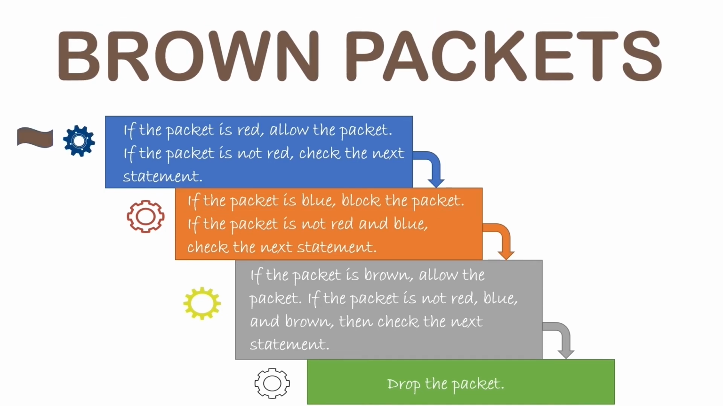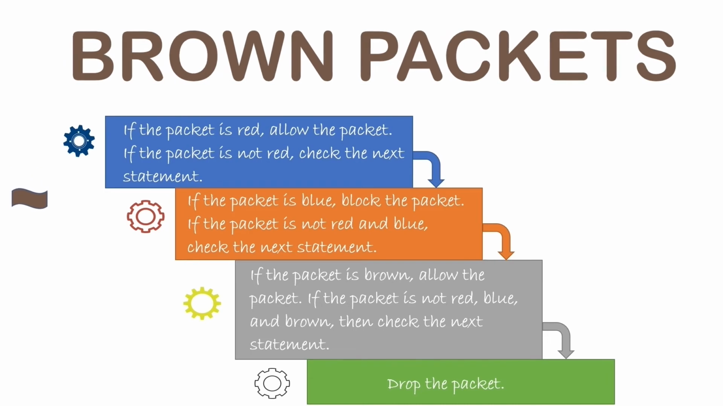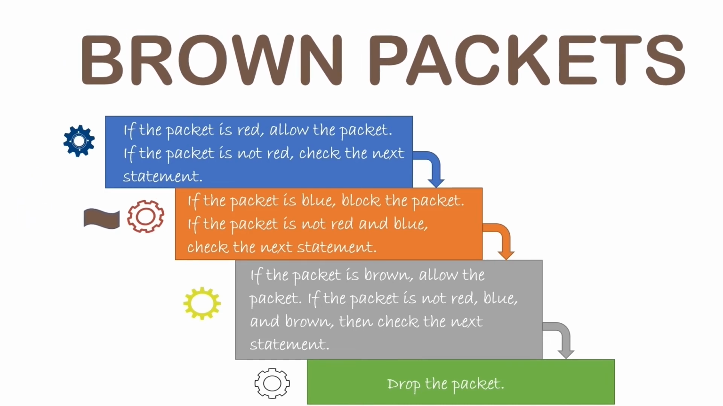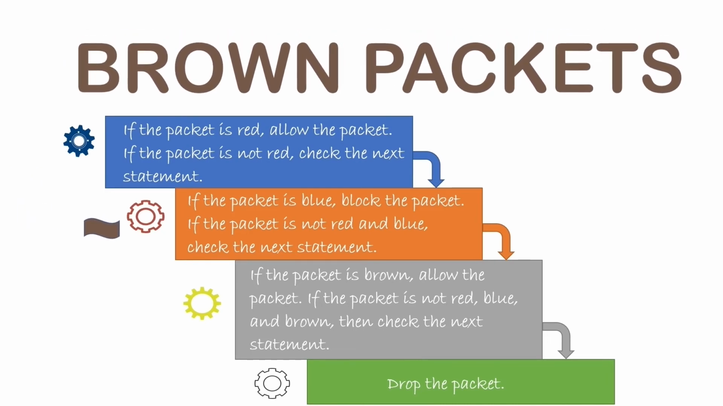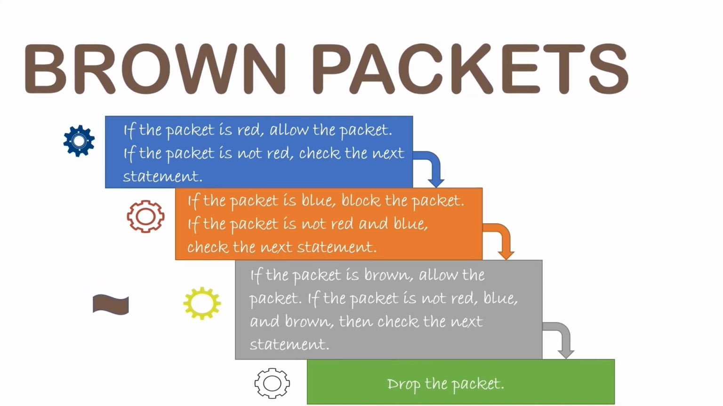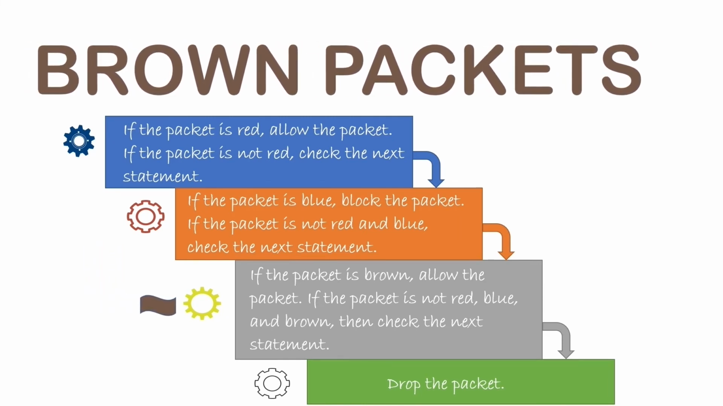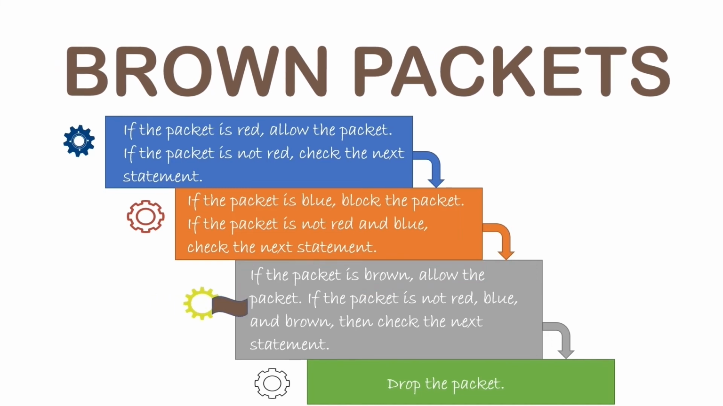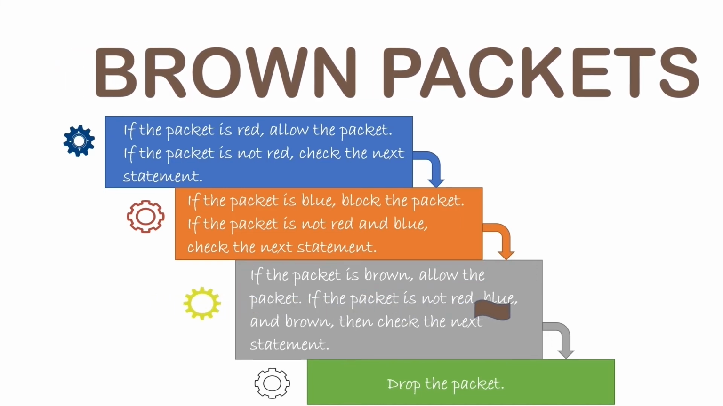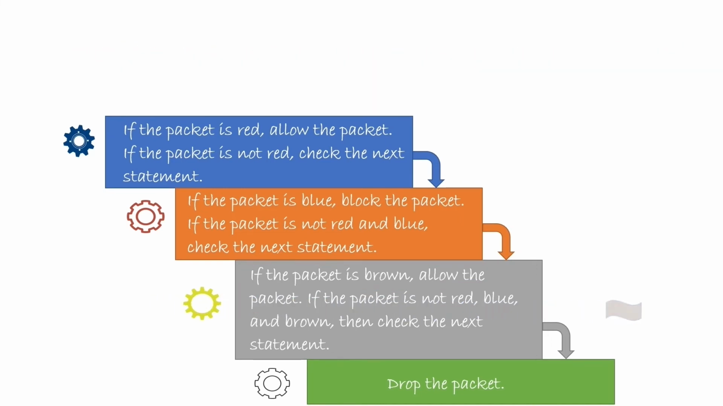It is a brown packet. Since it is not a red packet, the router checks the second line. The second line matches only blue packets. Since the packet cannot be processed by the second line, the router checks the third line. The third line allows brown packets. Since the action for brown packets is allowed, the router allows it.